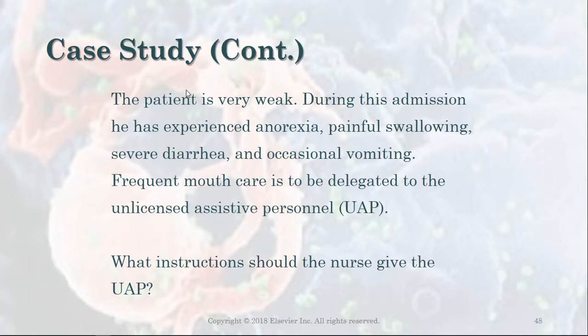So the patient is very weak. During this admission, he has experienced anorexia, painful swallowing, severe diarrhea, and occasional vomiting. Frequent mouth care is to be delegated to the unlicensed assistive personnel, so your nursing assistant. So what instructions should you give the nursing assistant? So if they're having painful swallowing, right, that can suggest that they have the oral candidiasis, correct?